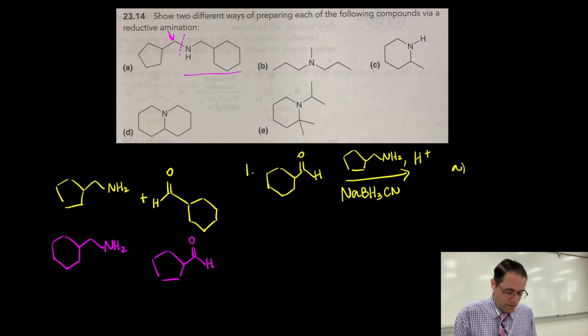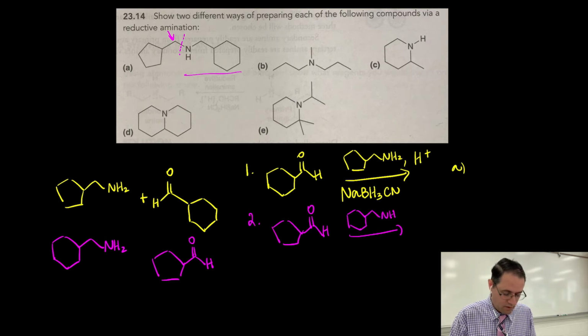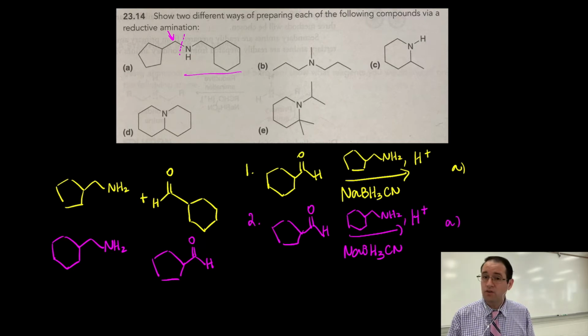The other way that we could synthesize this molecule is by starting with the other aldehyde, which is a 5-membered ring, cyclopentane carbaldehyde, in the presence of this amine, which is the 6-membered ring. Put your comma, H plus, and then write out your alphabet letters for your reagent, and that'll also get you product A. So let me make a new slide and we'll keep working on these problems.